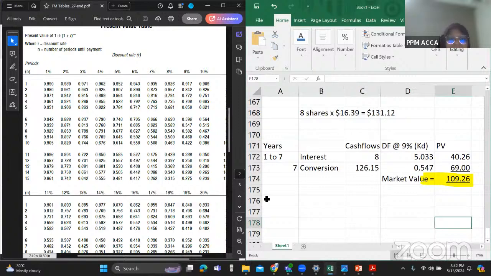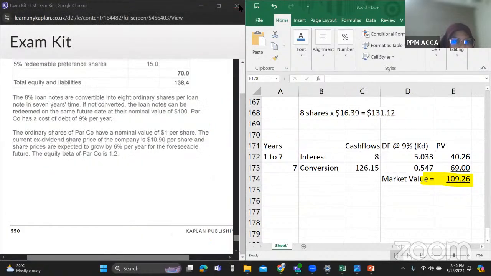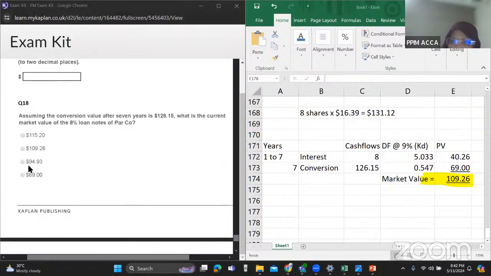So that's why I say it's like an IRR-styled calculation. Yes, those are the rates. So here, let's see if we have the answer 109.26. So if you have a convertible, this is how we calculate market value.